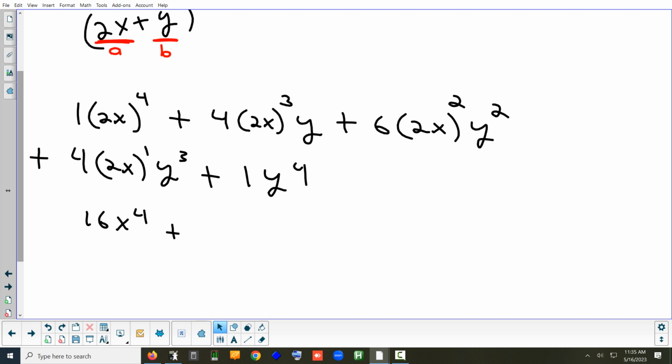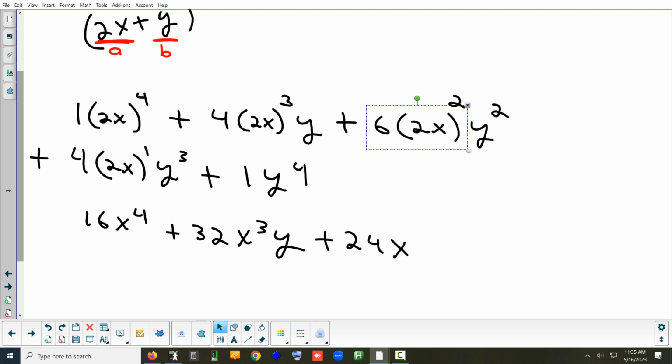Now the next one. Just following PEMDAS, do my exponents. What's 2 cubed? 8 times 4. 32. X to the third. Y. That's your second term. Third term. 2 to the second power. 4 times 6. 24. X to the second. Y to the second. Yeah, nothing happens with Y.